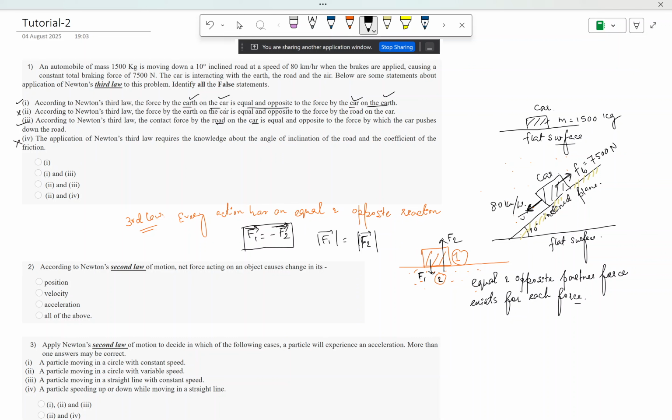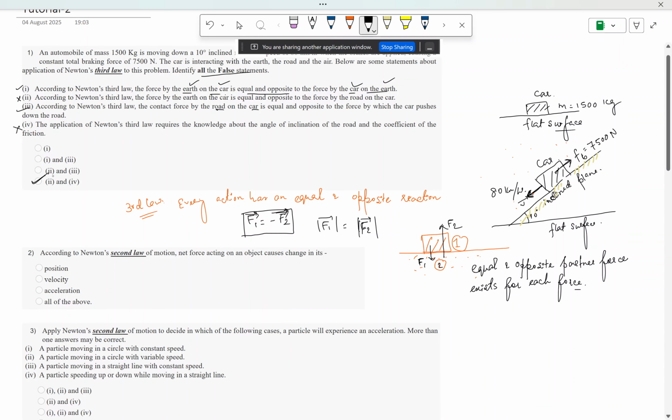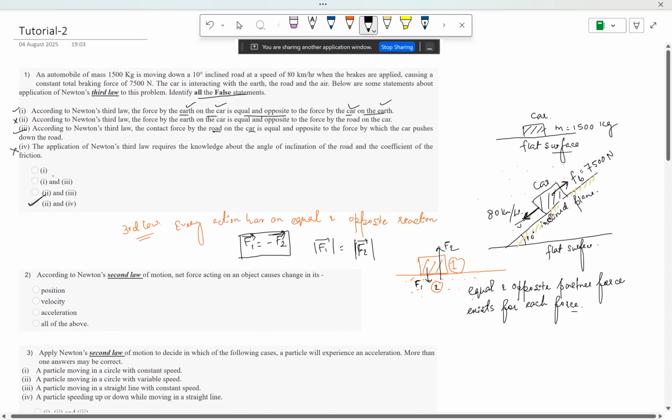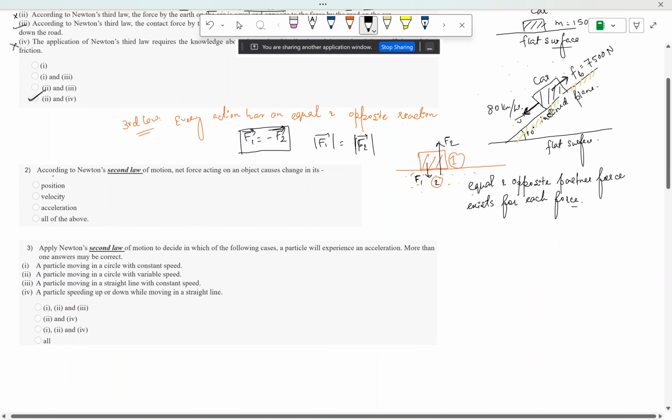So if you have to identify all the false statements, then it will simply be options number 2 and 4, they are incorrect. So you have to choose this option. Okay, so this was simple. This is done.